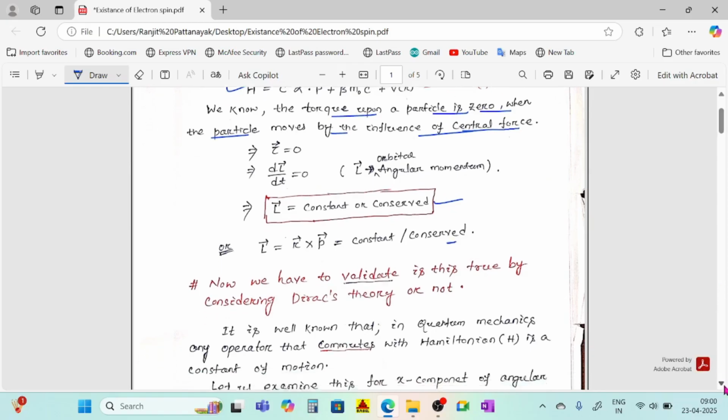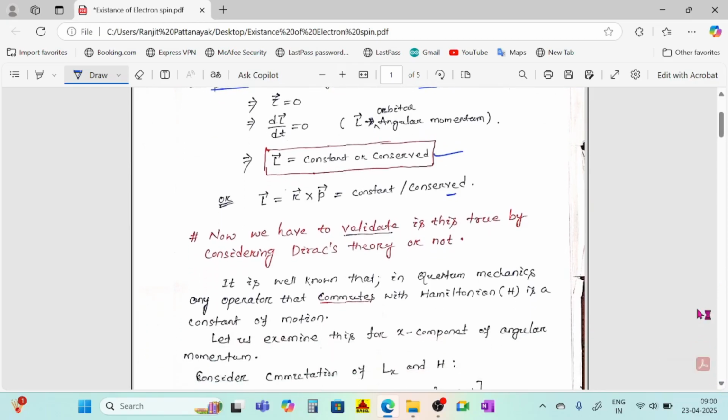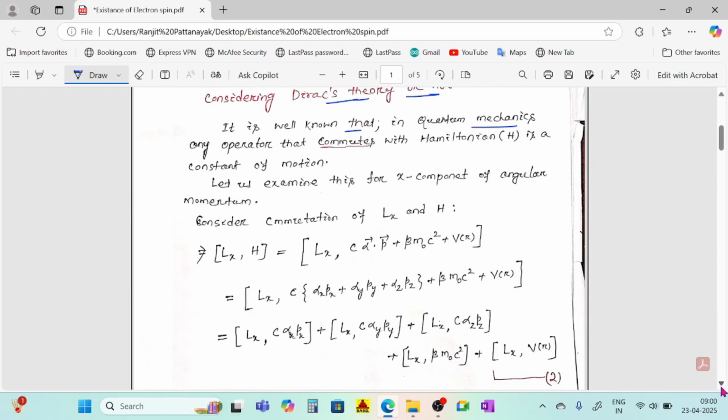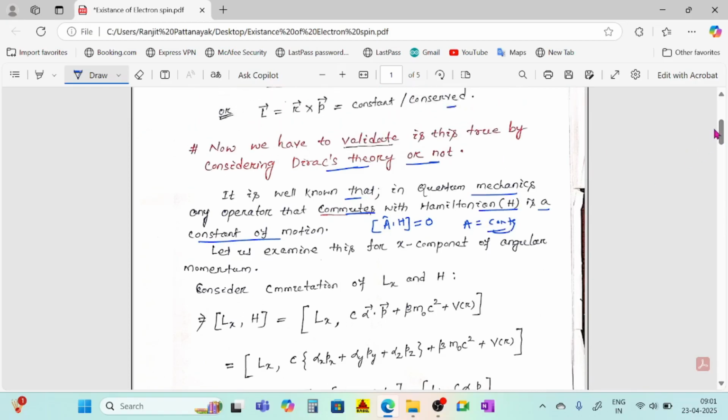Now we have to validate whether this is true by considering Dirac theory. I have written the same thing. It is well known that in quantum mechanics any operator that commutes with the Hamiltonian is a constant of motion. Suppose A is an operator that commutes with the Hamiltonian, meaning the commutator is 0. Then A is a constant or conserved quantity. We just have to check whether the angular momentum here is conserved or not.